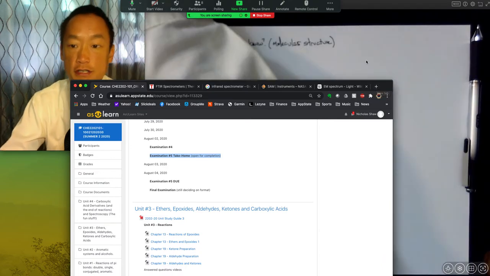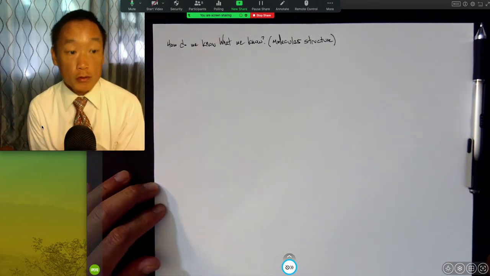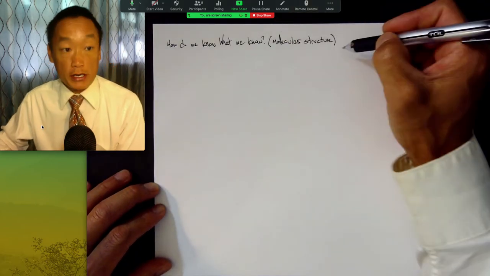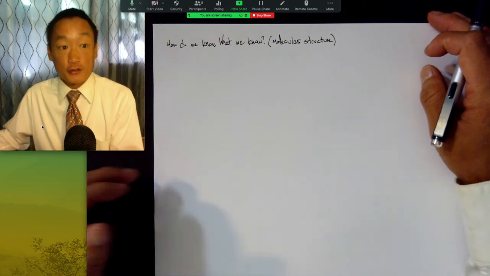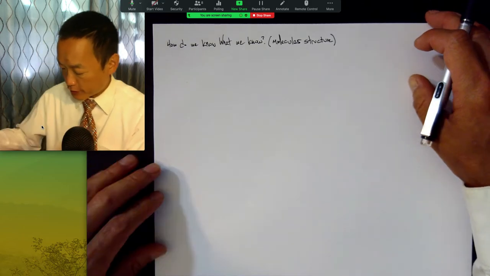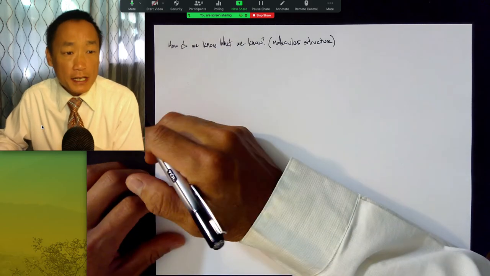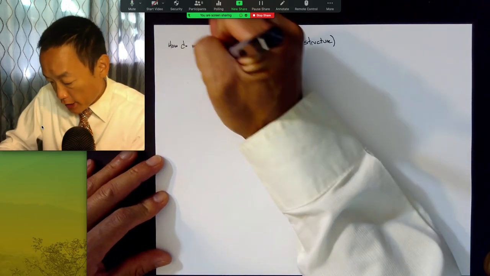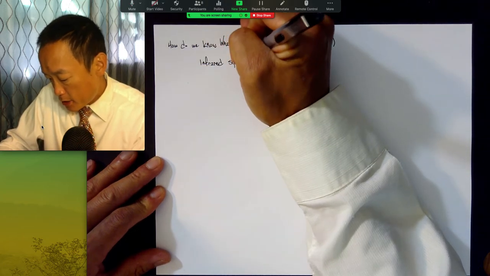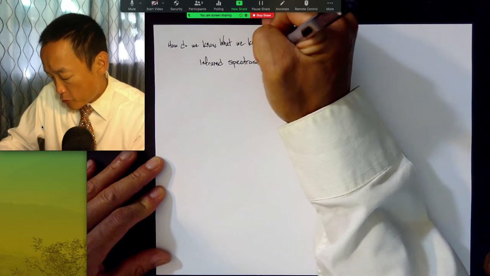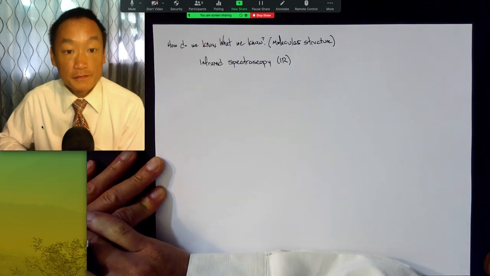And in order to determine what we know, this is ultimately a question about molecular structure. How do we determine what a molecule structure is? And I just love this stuff. There are 4 things that we will be using. We won't dive into X-ray crystallography, but we will look at infrared spectroscopy, commonly referred to as IR.